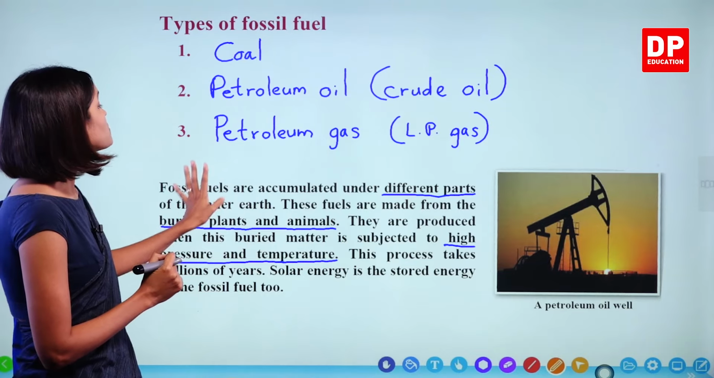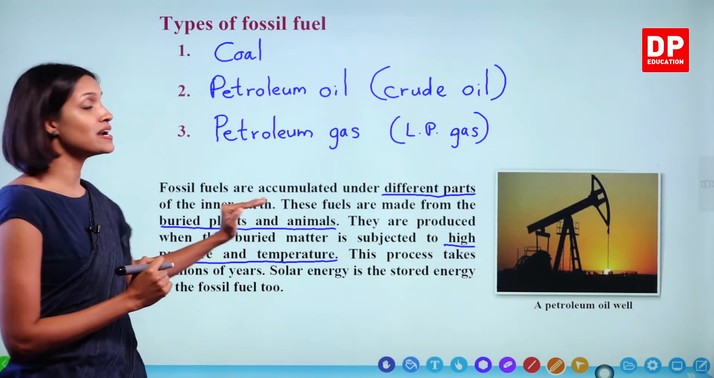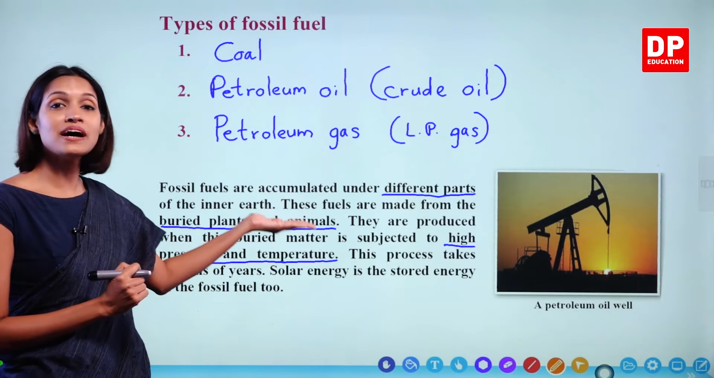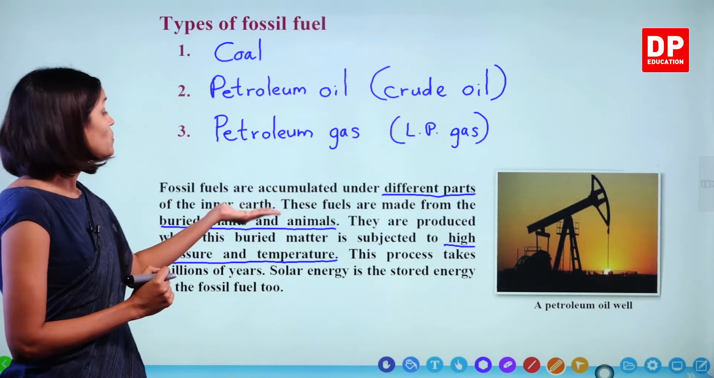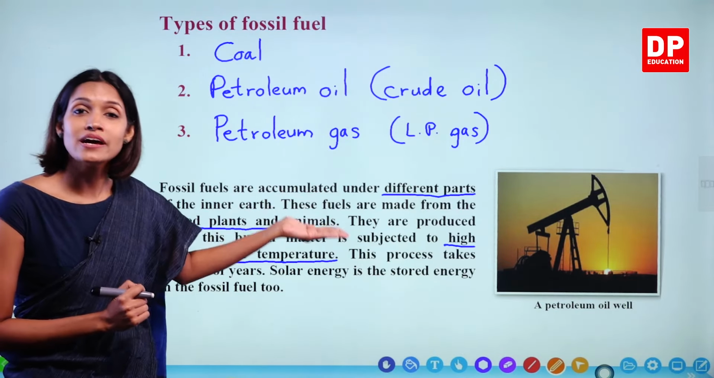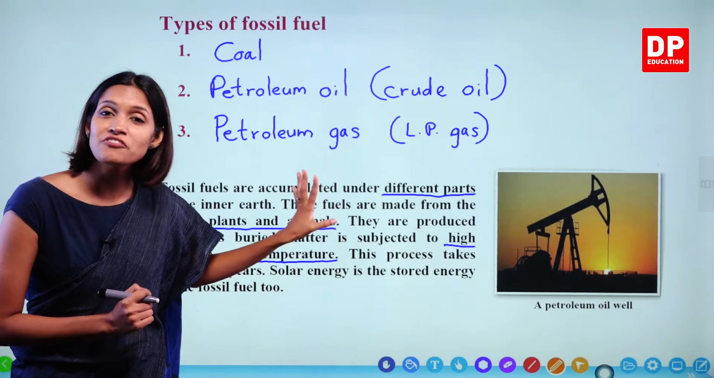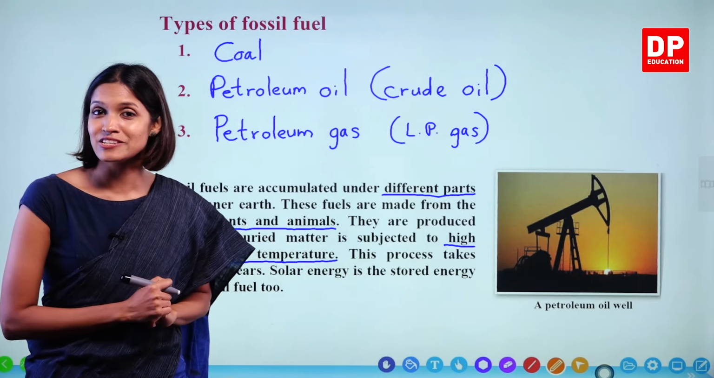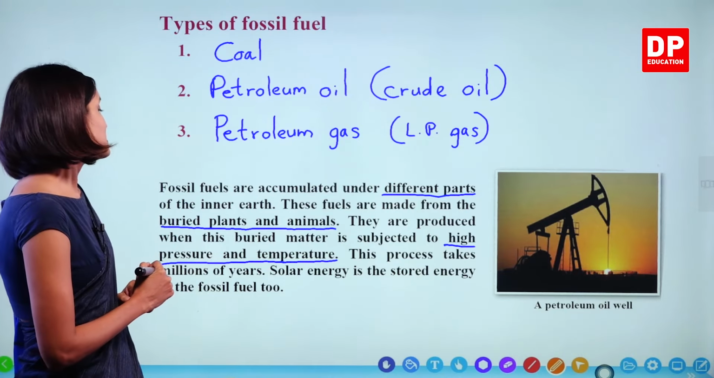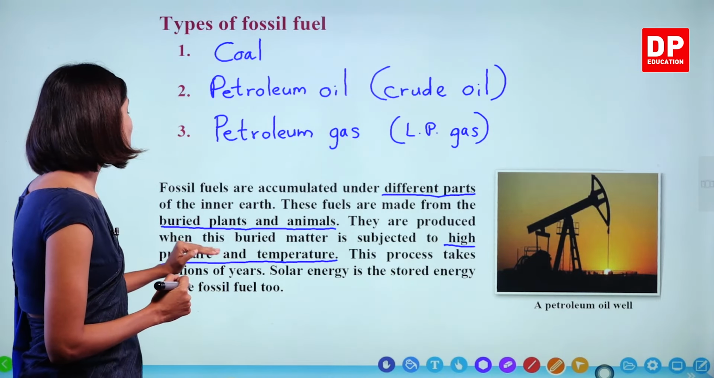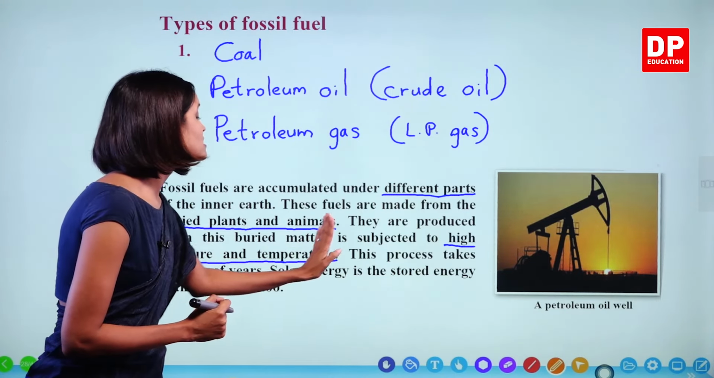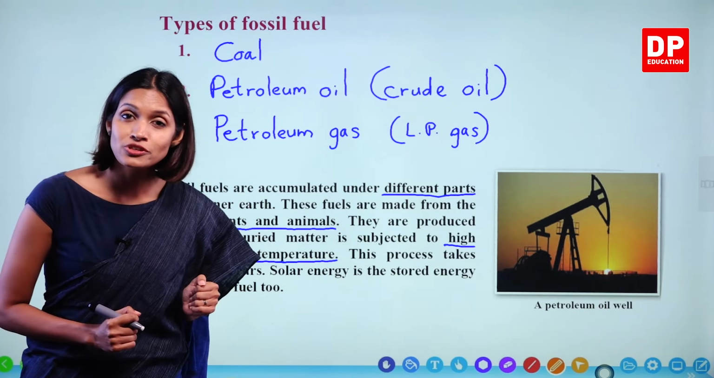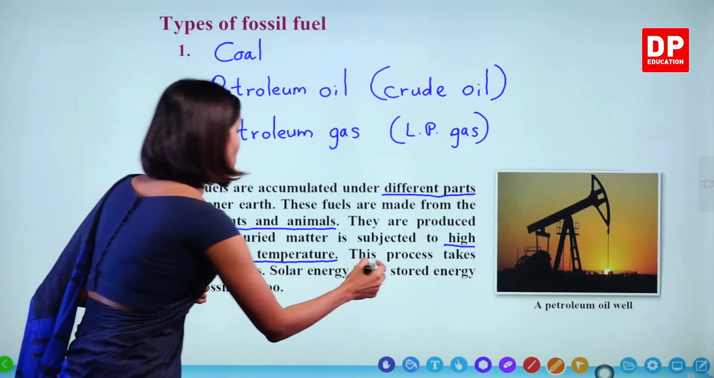So, fossil fuels are made by buried plants and animals. Because they are living parts, they contain solar energy. Therefore, the basic type of energy contained in fossil fuels is also solar energy. Okay, children? Solar energy is the stored energy in the fossil fuels too. Okay, solar energy.